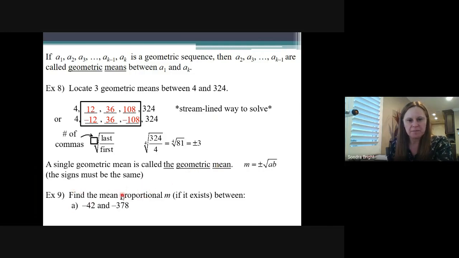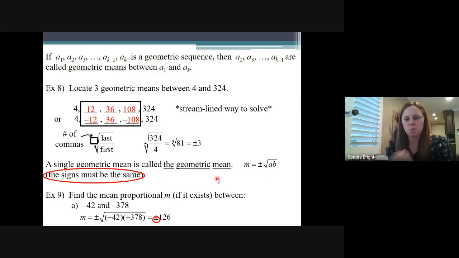Find the mean proportional, if it exists, between negative 42 and negative 378. It's equal to plus or minus the square root of multiplying these two together, which gives you plus or minus 126. Do I give both? Do I give one? The signs must be the same. Since this was negative and this was negative, your answer is negative 126. Match the signs that are given to you, only with the geometric mean. Up here, the signs matched, but yet we had two different answers.